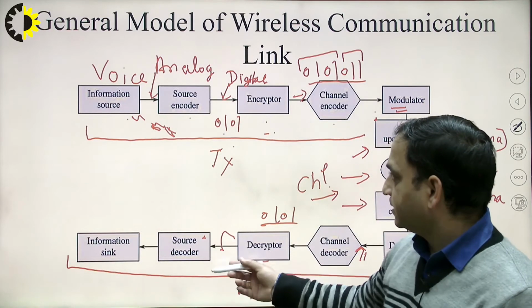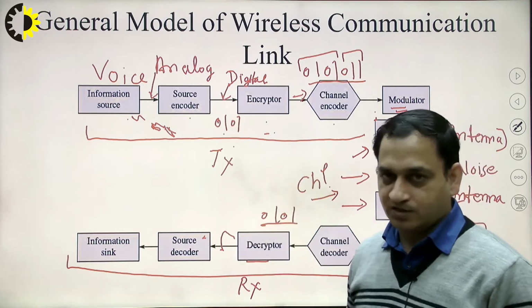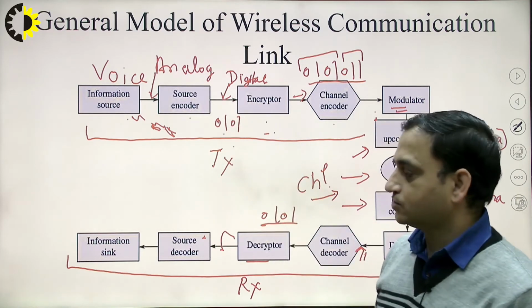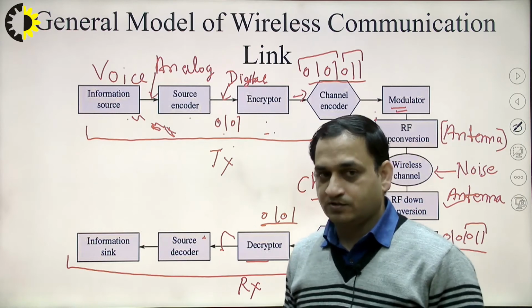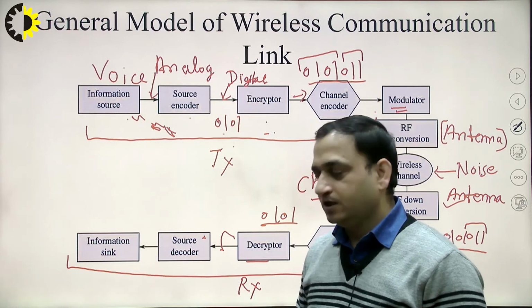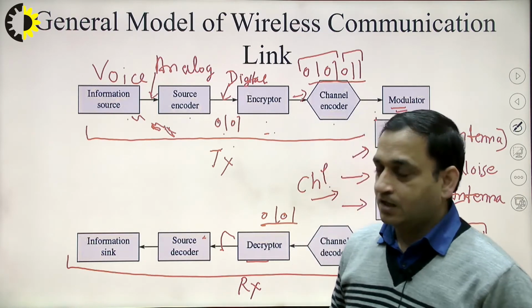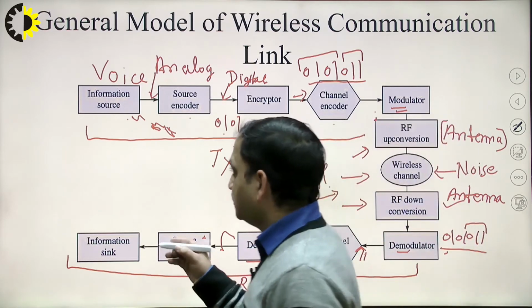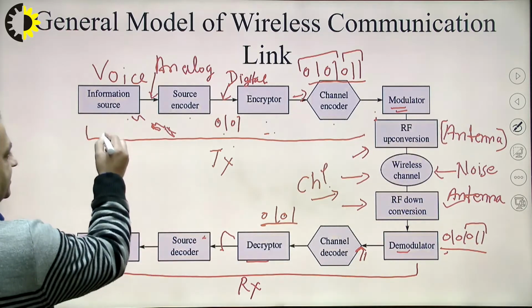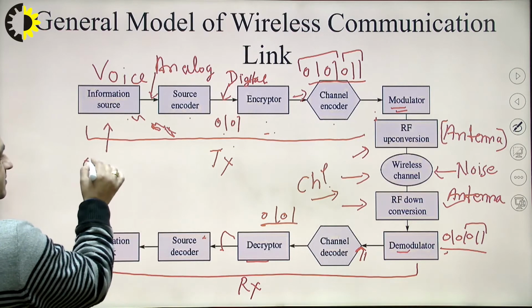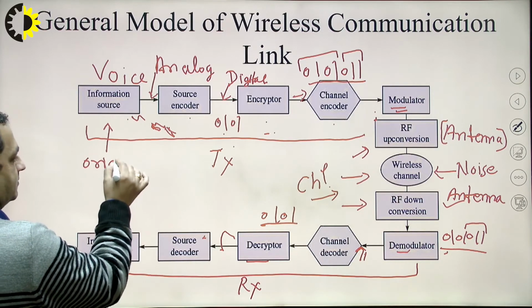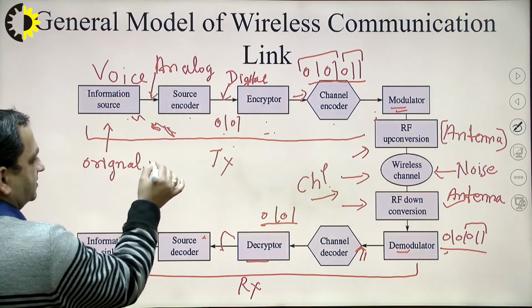The source decoder is again the opposite of the source encoder. There are different algorithms available for the source decoder. Finally, it will come to the information sink, which is the original signal that was transmitted from the source.